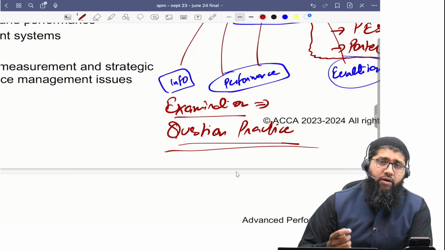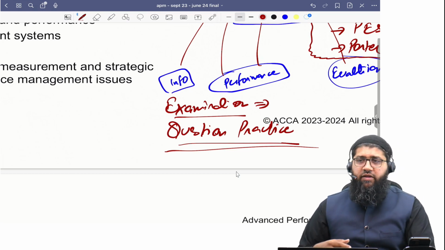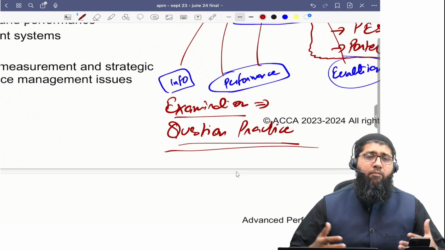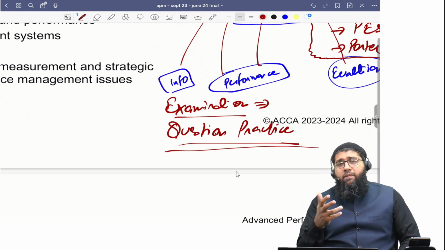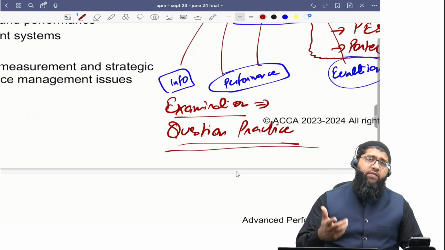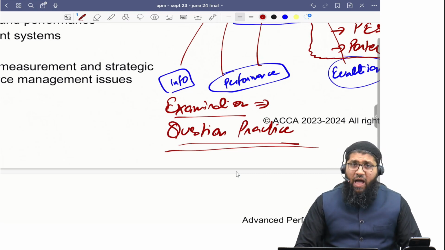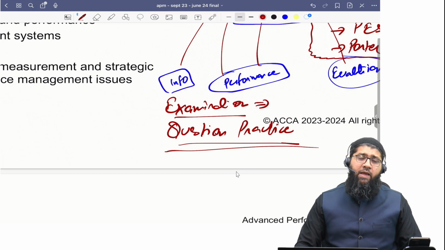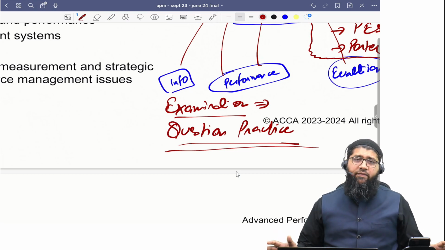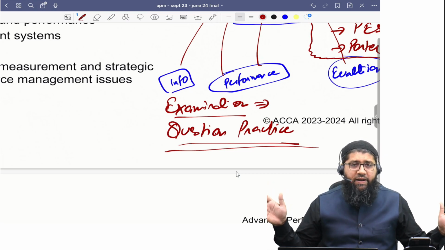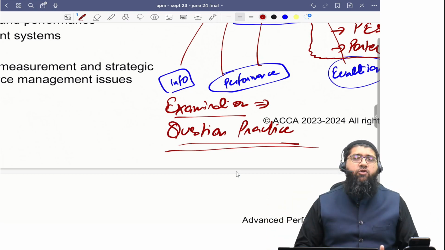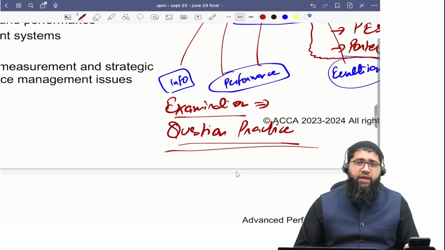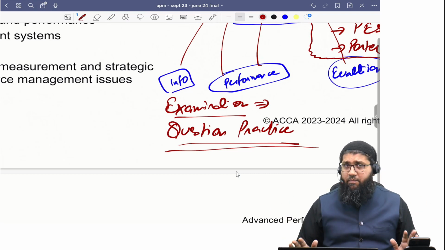The more you write, the more assignments you submit, the more papers and answer scripts you get reviewed, the better position you will be in to pass the examination in the first attempt. So if you as a student want to pass APM, there is one solution: get over the course content as soon as possible and practice as many questions as you can and get them reviewed. The more questions you get reviewed, the more likely you are to pass the APM paper.